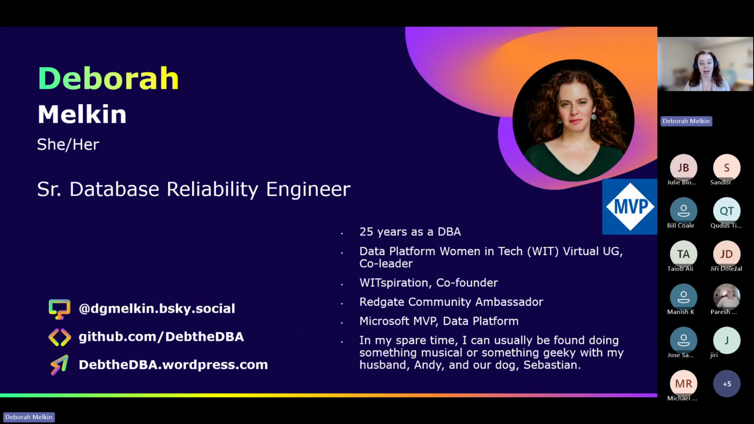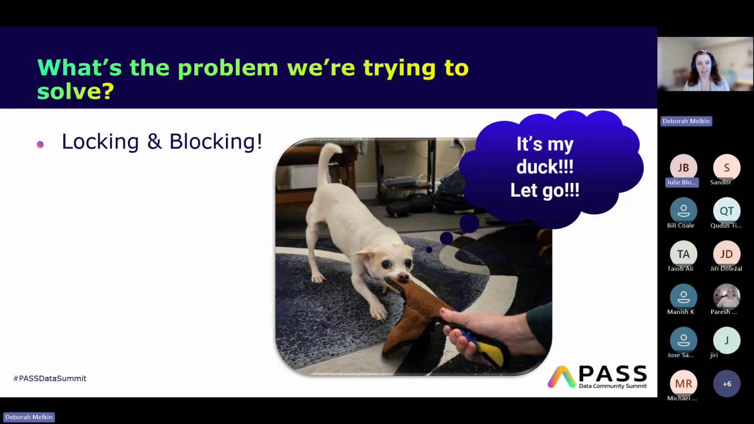I'm a Redgate community ambassador. I'm also a Microsoft MVP for the data platform, which means I love geeking out over this stuff and sharing what I learned with all of you. I have a blog, Deb the DBA, if you're interested in that as well. In my spare time, I'm usually doing something musical or with my husband, Andy Yoon, and we're usually doing something geeky with our dog, Sebastian, who will definitely pop up throughout this presentation, like here.